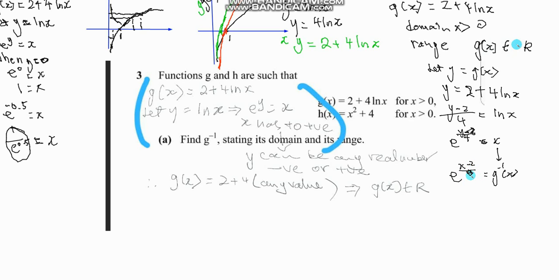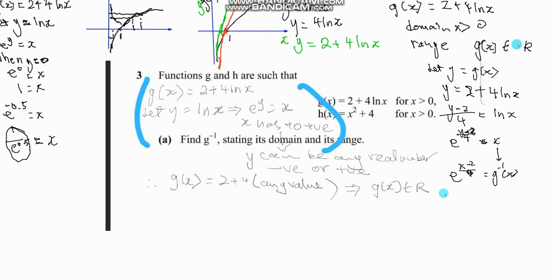Okay, so this is feasible. x can be any value over here, and it still doesn't contradict anything. e to a negative value of this, or e to a positive one, we still can get the value of the inverse function. So not a problem. That means the g inverse function can be formed.